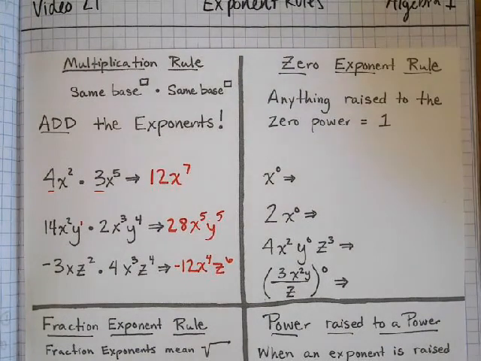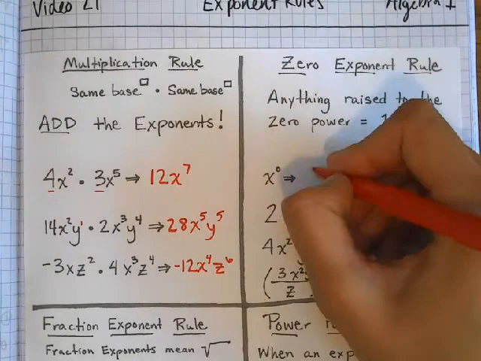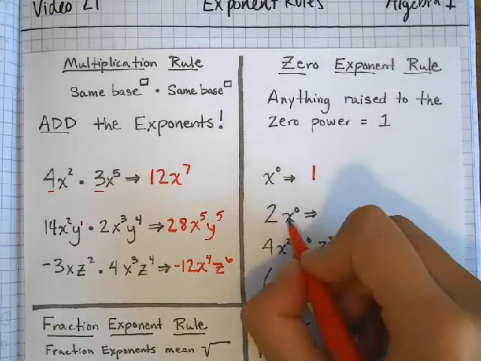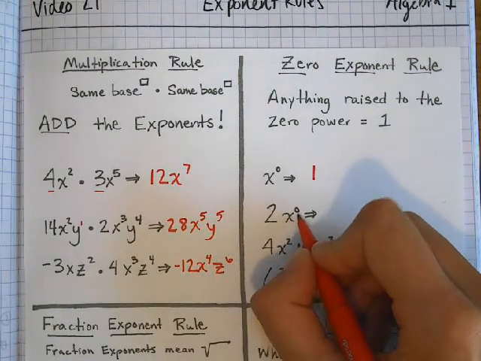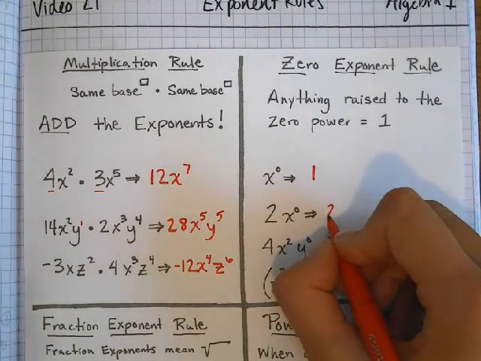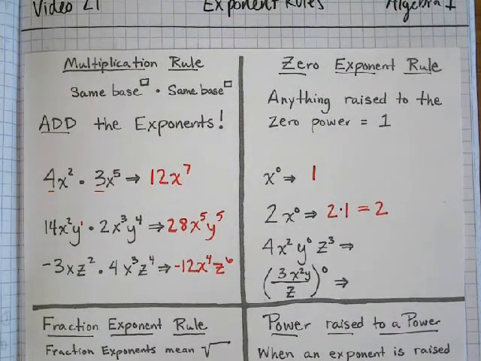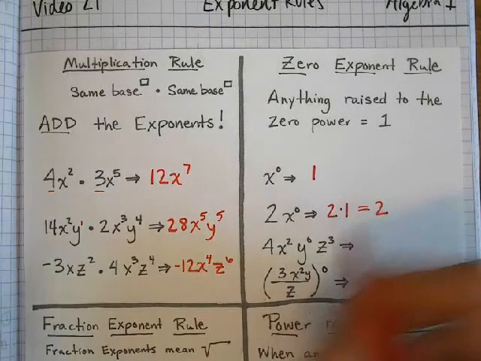The next rule, kind of one of my favorite rules because it's super mega easy. Anything raised to the power of 0 is 1. X to the power of 0 is 1. Okay, this one, x to the 0 power is 1. So this would be kind of like 2 times 1, which is 2. Easy. Okay.